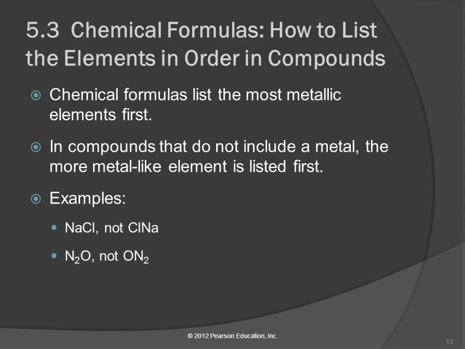Usually we list the most metallic elements first. Why does the carbon come first and then the oxygen? Well, one's not a metal. We can look at an example that has a metal. That's the sodium chloride. We're going to list the sodium first because it's the metal, and then the chlorine, not Cl and Na. Why?